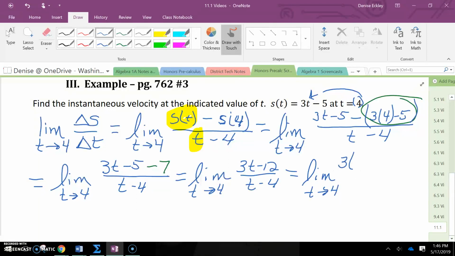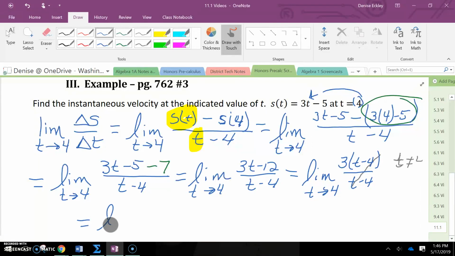So 3 times t minus 4 over t minus 4. And so here is where we can see that the limit will exist because these can cancel out. It's not like we have 0 if we substitute t, because remember that t cannot equal 4. So we're okay there by canceling those factors out.